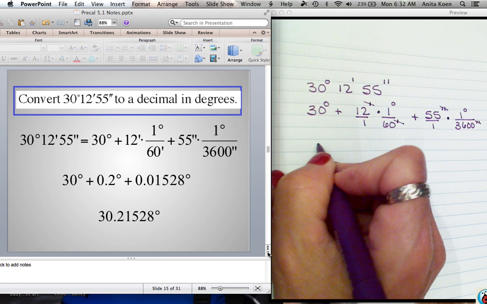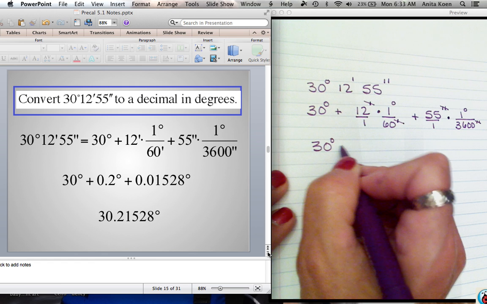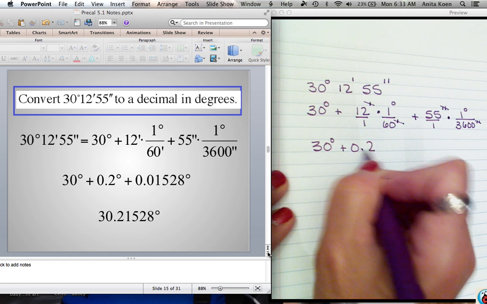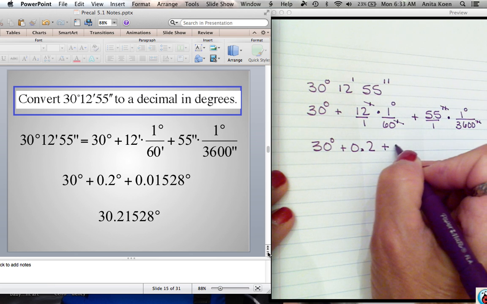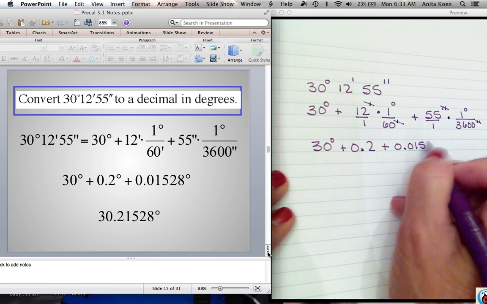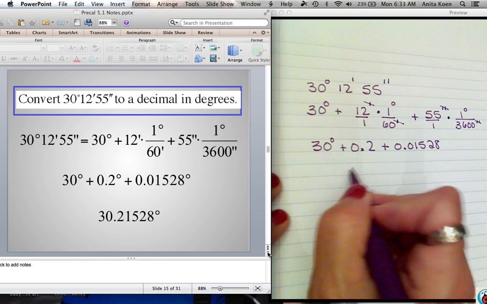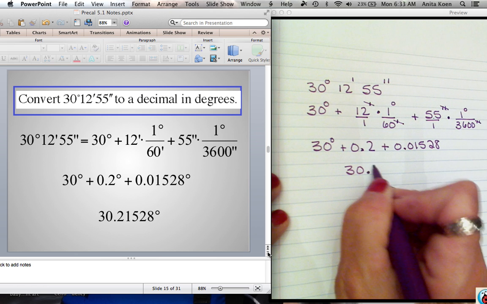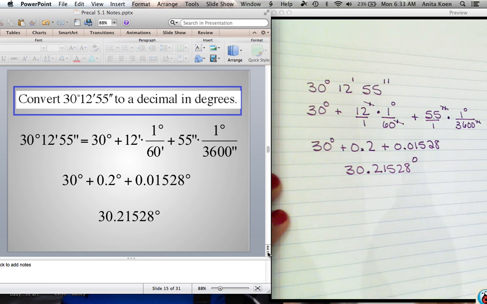So now I can just go to my calculator and I can say 12 divided by 60 is 0.2, and 55 divided by 3,600 is 0.01528. And then I'm just going to add all these together. So this is 30.21528 degrees. And this is how we change from degree, minute, second form to degrees.